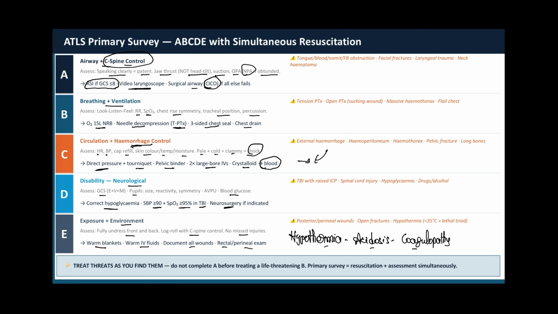One mistake many junior doctors make is treating ABCDE like a checklist. Actually, it isn't. It is a continuous cycle. Every intervention should be followed by reassessment. If the patient's condition changes, you must start again from the A.